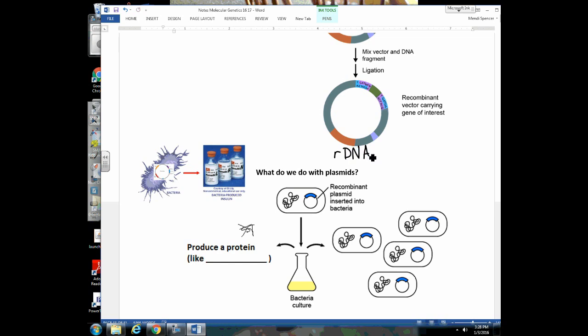So what can we do with recombinant DNA? We're going to get some from a lab and insert it into a bacteria cell to prove that it's pretty easy to insert foreign DNA into bacteria cells, or transform them. So we can take recombinant DNA and put it in a bacteria cell. The reason we would want to do this is because we can make this bacteria cell produce a protein. An example is human insulin.